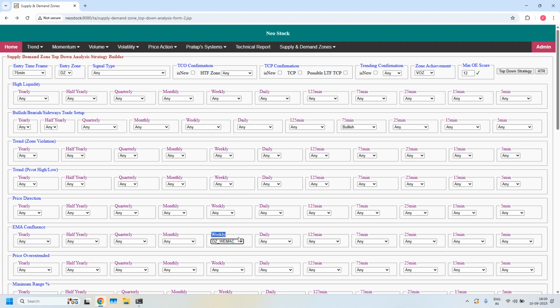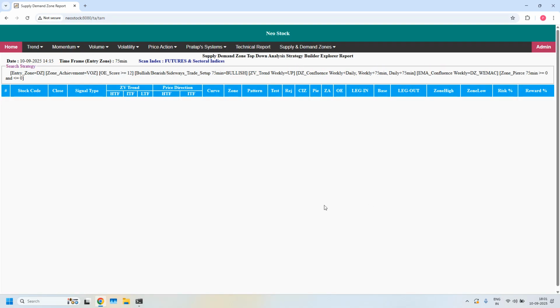Weekly demand zone with weekly EMA. At the same time, trend on the weekly should not be sideways. It should be uptrend because it is a bullish trade setup. So none of the stocks are having weekly demand zone with weekly EMA. Okay, fine.